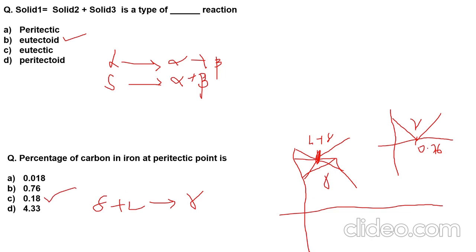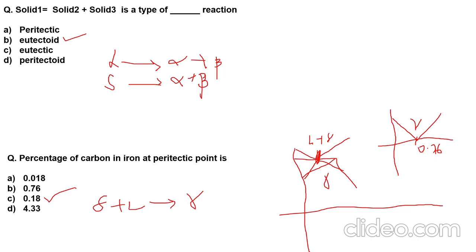So what does this mean? This means that at 0.18 percentage of carbon, the peritectic point is possible only when you have a percentage of carbon around 0.18 in your steel. When you have 0.18, that is the maximum percentage to form a peritectic point, a transformation from liquid plus delta phase of iron to your gamma phase.